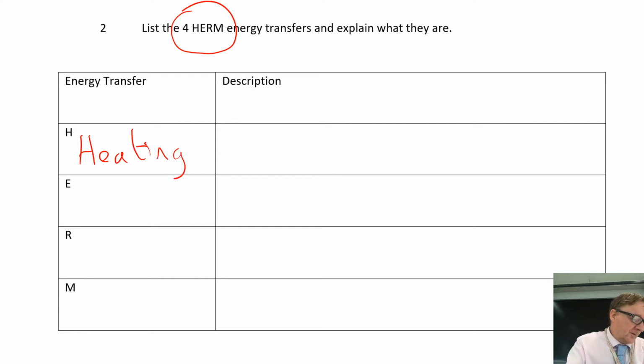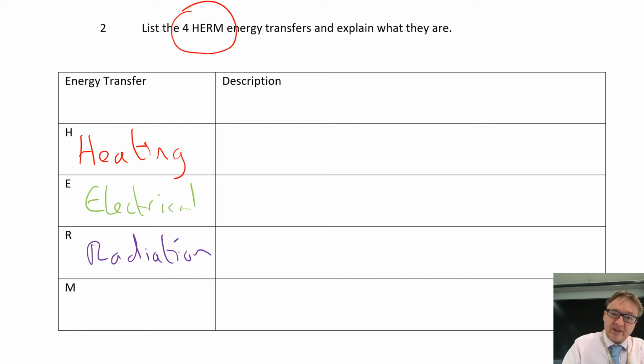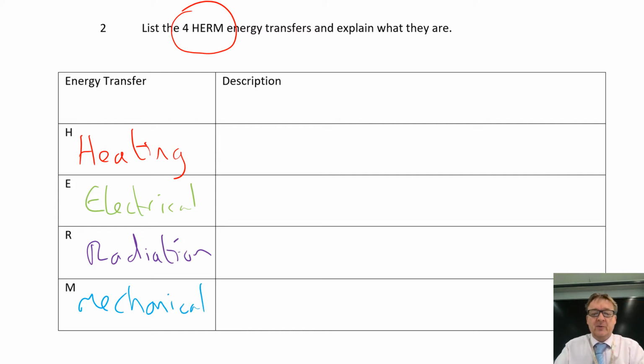The second one is electrical. The third one is radiation. And the fourth one is mechanical. So what we've got is HERM: heating, electrical, radiation, mechanical. Now what you've got to do is know how they actually transfer the energy itself.